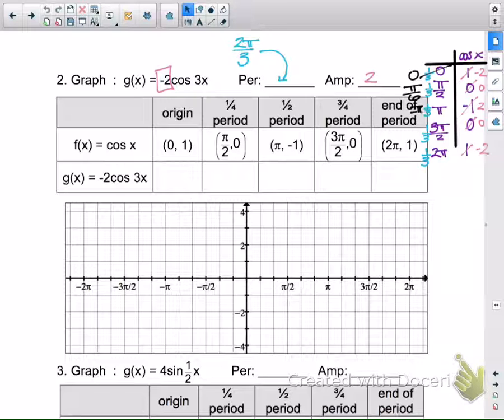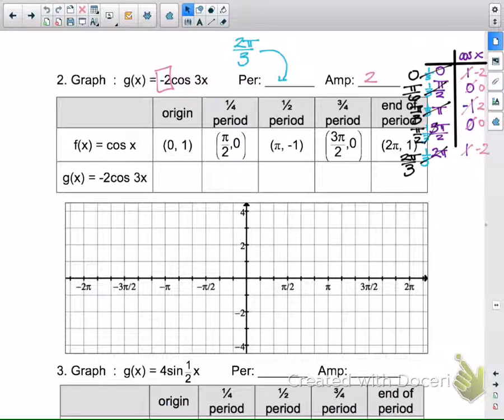Pi over 3. Now, when you do 1/3 times 3 pi over 2, the 3's cancel, which just gives me what? Pi over 2. And then 1/3 times 2 pi.